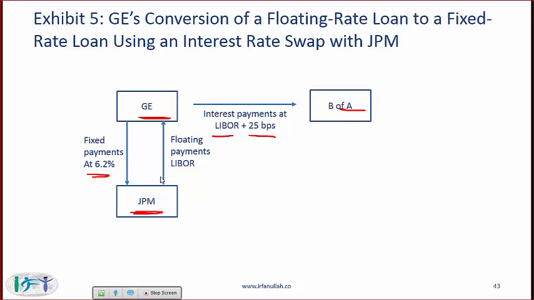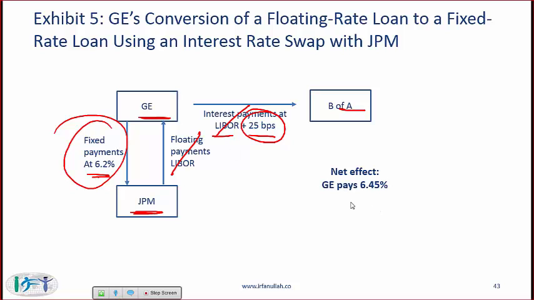Now look at what happens. This LIBOR is going to GE and LIBOR is paid by GE to Bank of America. So the LIBOR cancel out. The net effect is that GE is making a fixed payment of 6.2 plus 25 basis points. So net effect is GE pays a fixed rate of 6.45%.